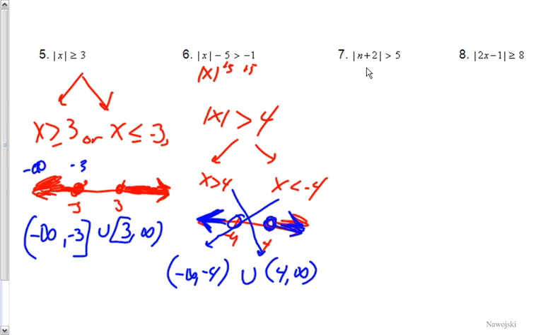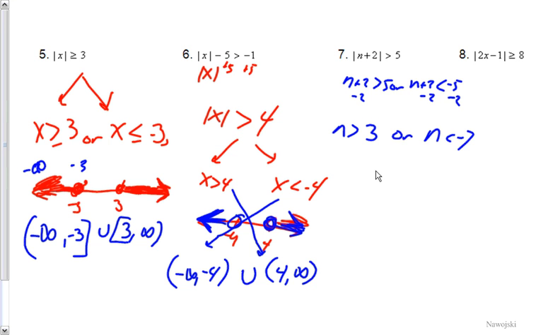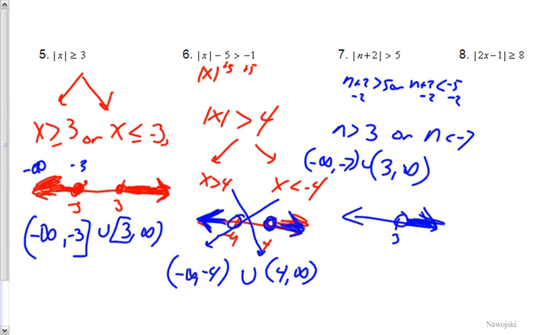Take a look at this one. Notice the absolute value is already isolated. So we get n plus 2 is greater than 5, or n plus 2 is less than negative 5. Subtract 2 from both of them. n is greater than 3, or n is less than negative 7. If you're greater than 3, you go from 3 to infinity, and I cannot equal it. And then this one here is from negative infinity to negative 7. Can't equal it. Here's 3 to infinity, and then negative 7 to negative infinity. Can't equal it there.